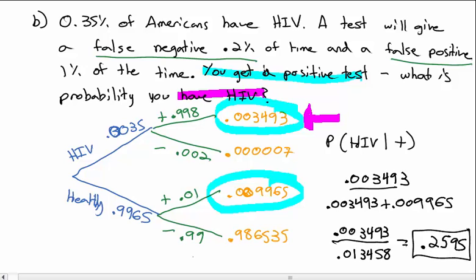So you get a positive test. What's the probability you actually have the disease? Only about 25%. Now granted, before you got the positive test, we said it was 0.35%. So it's gone up a lot, from 0.35 to 25. But it doesn't necessarily mean you have the disease. We need further testing to confirm that. And the further testing is usually a bit more invasive, and so we try and put it off until we get this first positive test.